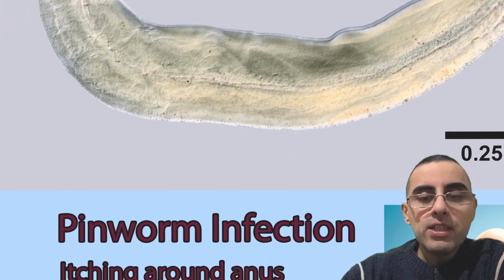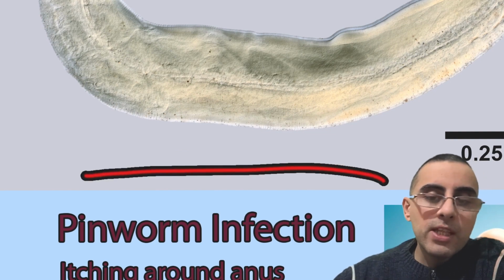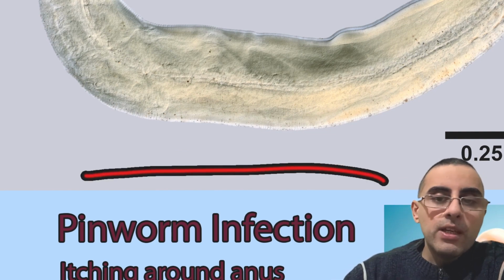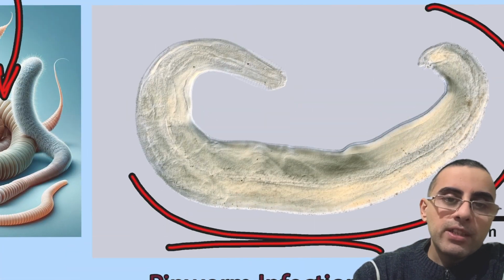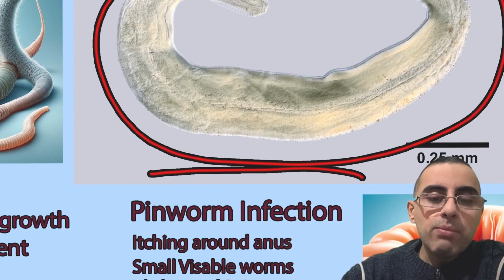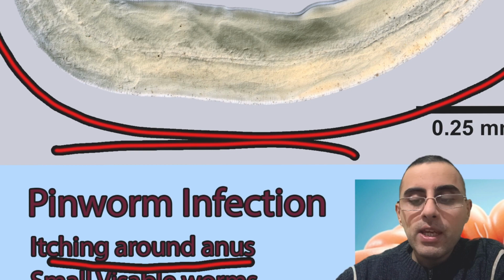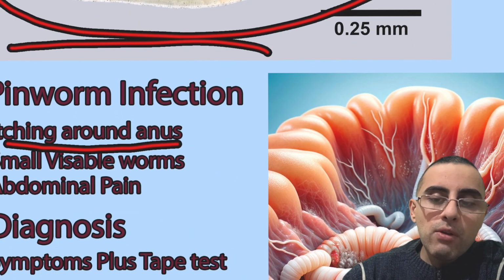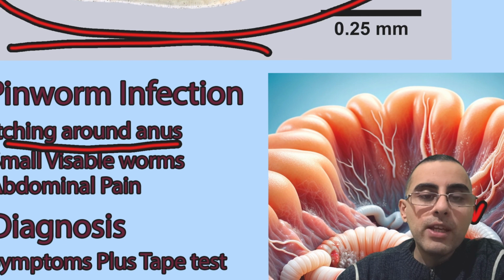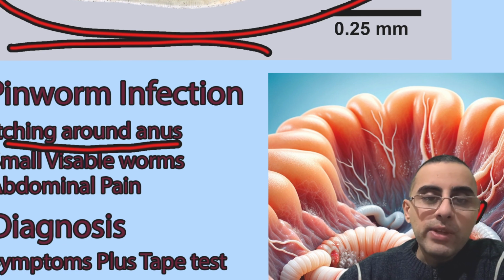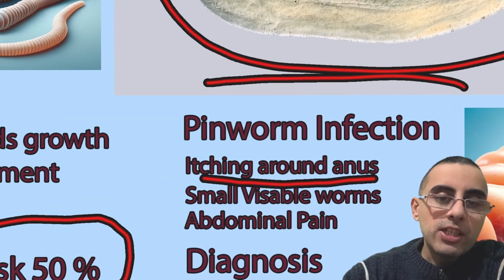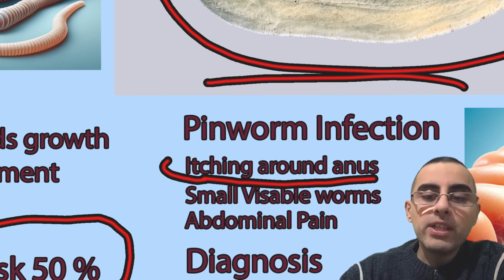Pinworm infection is the most common worm infection in developed countries. These are small white worms you can see here, and the most important symptom among kids is itching around the anus. Itching happens because this small worm comes out from the anus during night time to lay eggs on the skin, on the perineal area, and it causes irritation of the skin, and we have itching. Itching is the most important symptom.